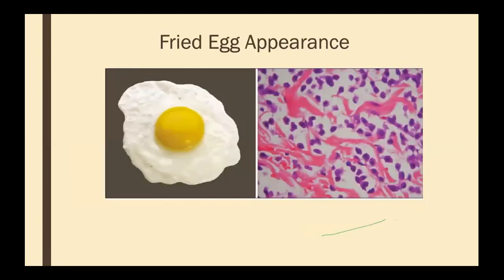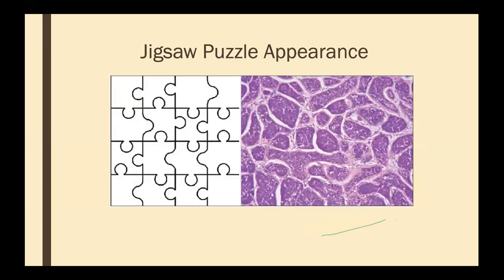Yes. Fried egg appearance, which cell? Mast cell, exactly. And where can we see the most aggregated mast cells? Any disease in particular? Mastocytosis, absolutely right. Well done, Dr. Ahmed. Okay, jigsaw puzzle appearance. Yes, absolutely right. Very interactive session.